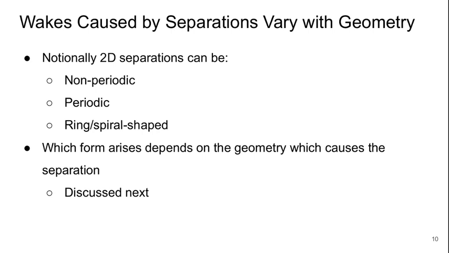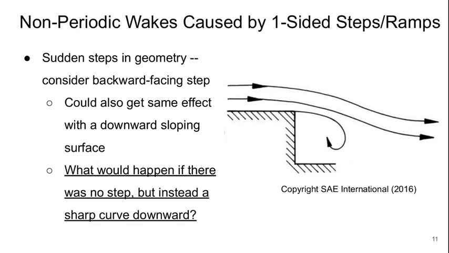Let's talk more about the two-dimensional types of separations. Basically, these wakes that are caused by separations vary with geometry, and the 2D ones can be non-periodic, or they can be periodic, or they can be ring or spiral shaped. Which of those forms arises depends on the geometry which causes the separation. So first let's look at these non-periodic wakes.